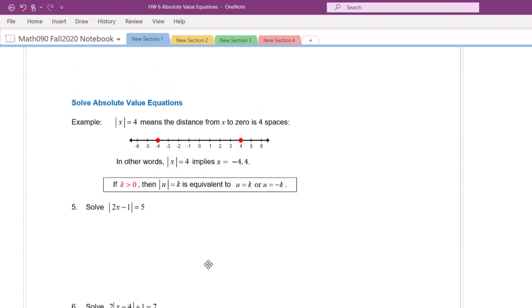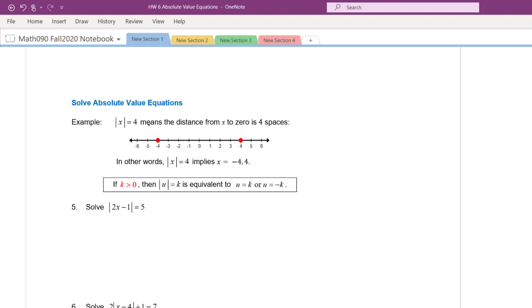a page out of my notes for another class. So don't worry about the numbering over here or any of that business. It relates just fine to what you guys are going to be doing for Homework 6.